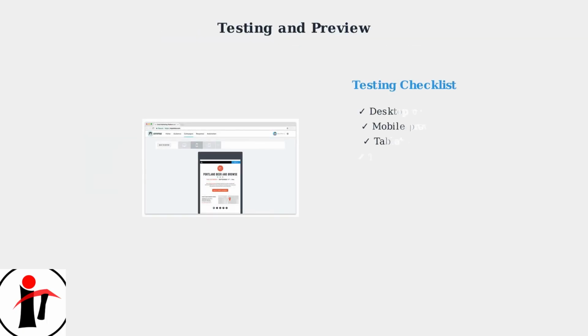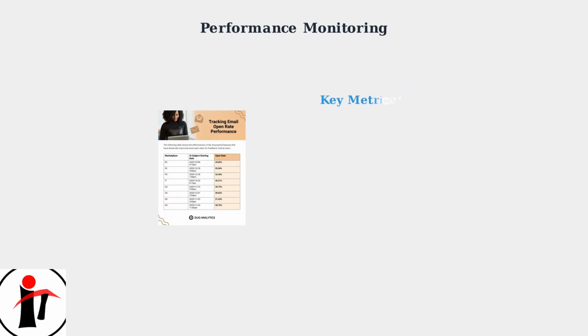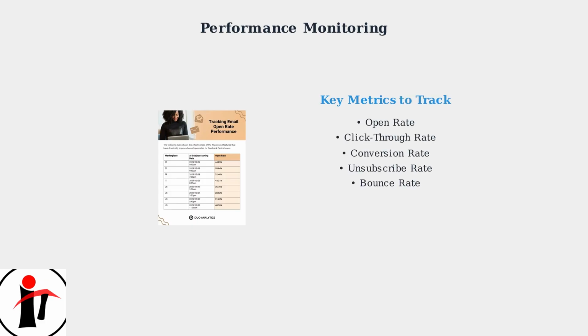Before launching any campaign, thorough testing is essential. Preview your emails across different devices and send test emails to ensure everything displays correctly. After launch, monitoring performance is crucial. Track key metrics like open rates and click-through rates to measure campaign success and identify areas for improvement.